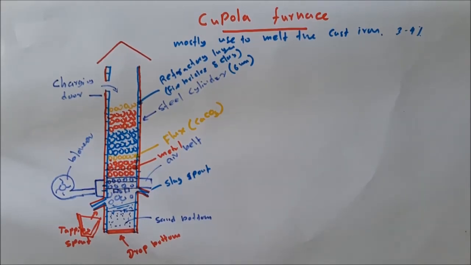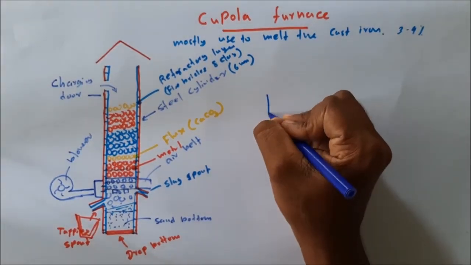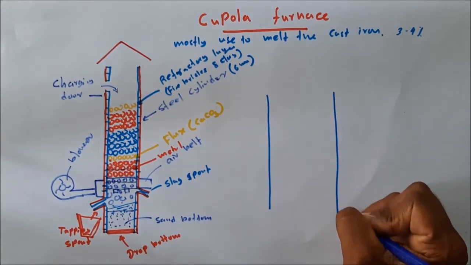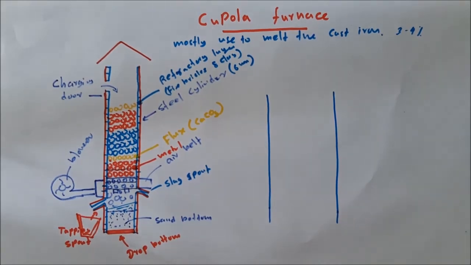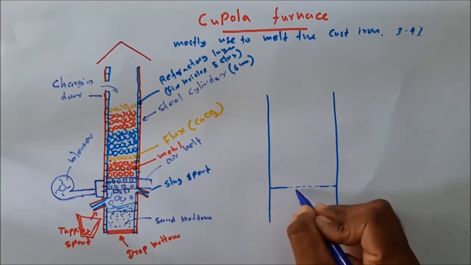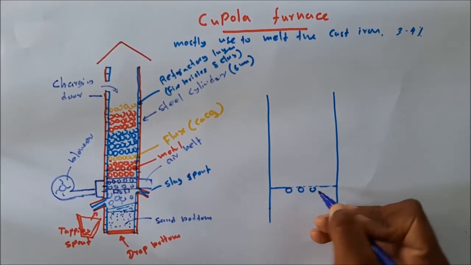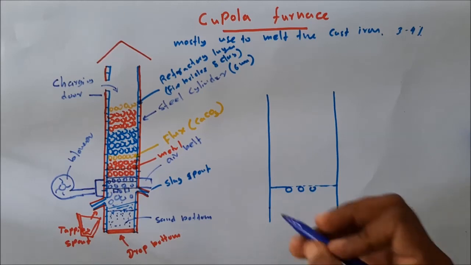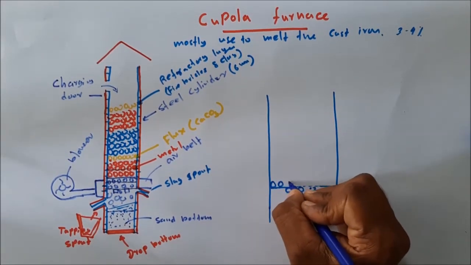Okay, then in this process we can identify four different regions. I will explain these four different regions in detail. I will draw a clear diagram. The air inlet holes, the two air inlets. Then this is called the combustion region.